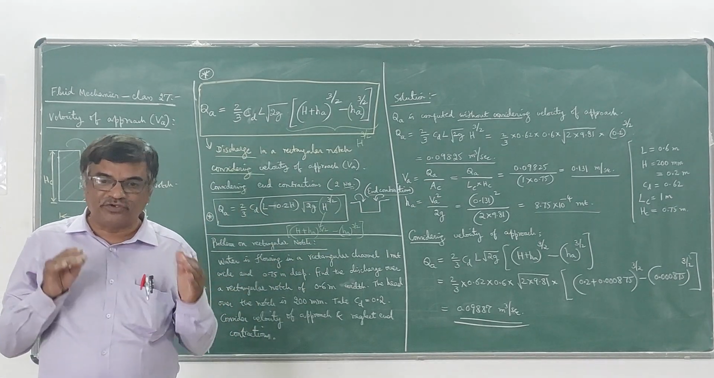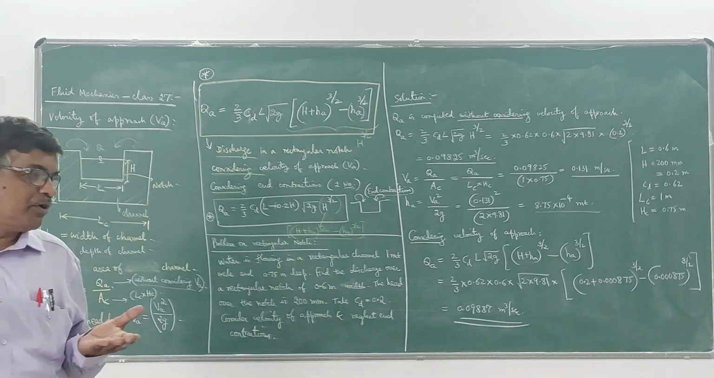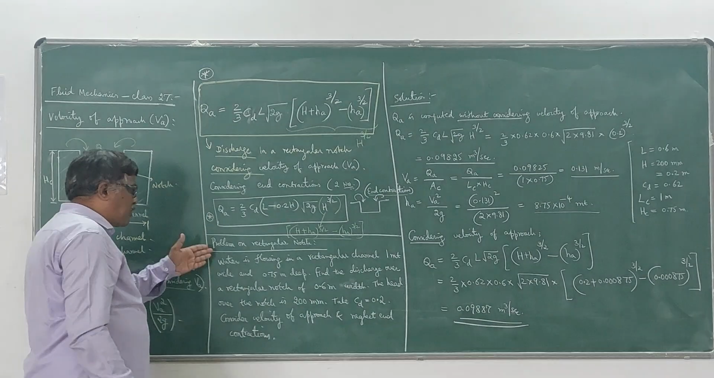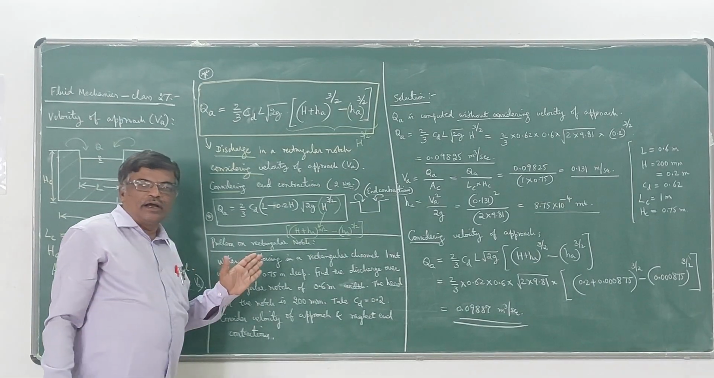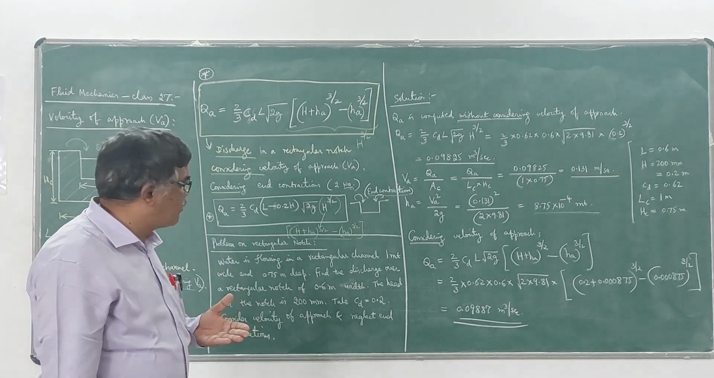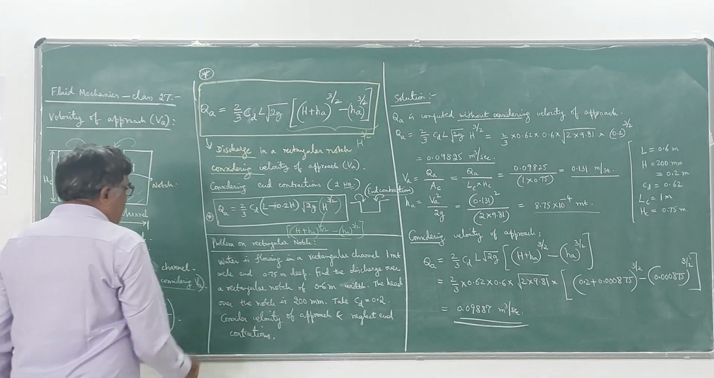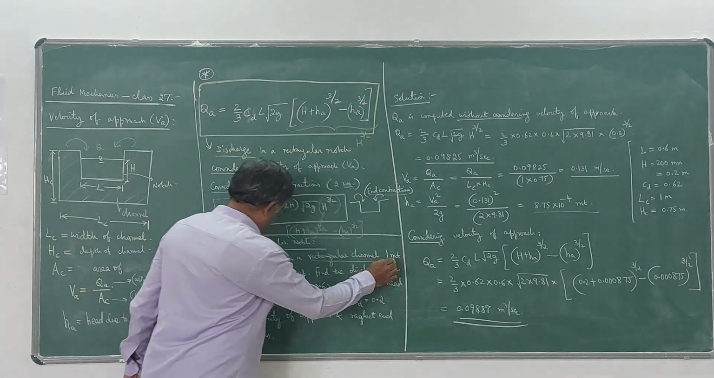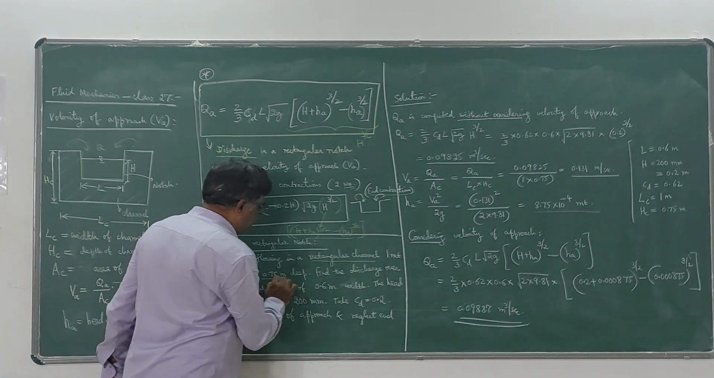So this is how the velocity of approach concept has come into the picture, and the end contraction concept has come into the picture. Now let us take a problem considering the velocity of approach, to see how we can calculate the discharge over a rectangular notch. The problem runs like this. Water is flowing in a rectangular channel 1 meter wide and 0.75 meter deep.